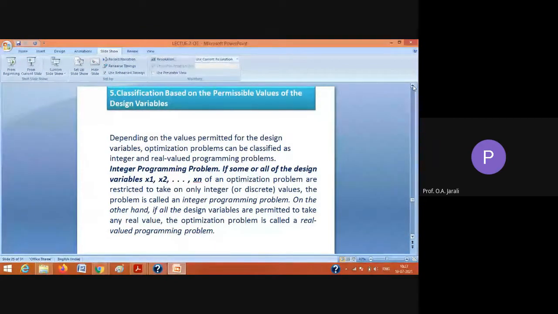Integer means after 0 come 1, 2, 3, 4, the positive whole values. This is called integer programming problem. 1, 2, 3, 4, 5: decimals are not allowed, negative values are not allowed. And when everything is allowed, in such case it is called real value programming problem.